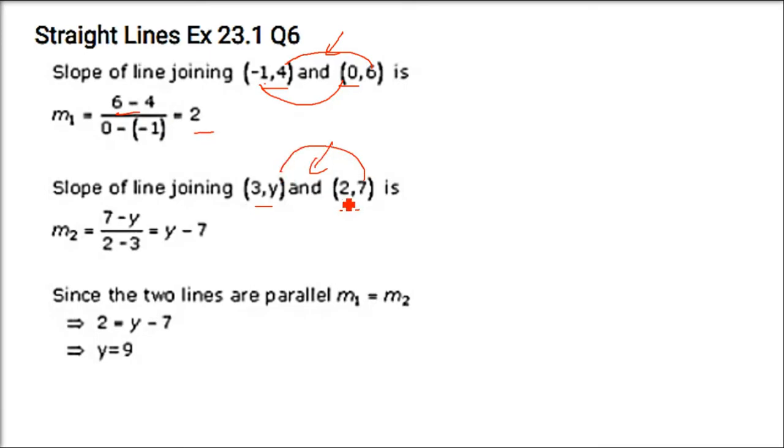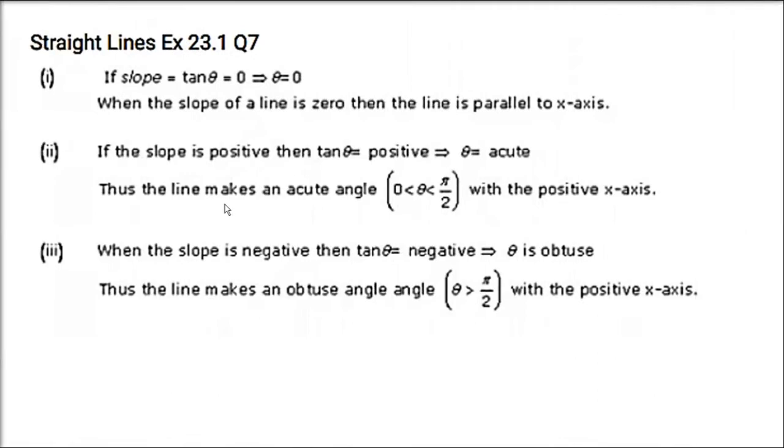7 minus y by 2 minus 3, this is the slope of the second line. That is 7 minus y by minus 1. So you can just change it because minus is in the denominator. You can write it as y minus 7. Now m1 equals m2, that means you have to equate them. 2 equals y minus 7, y you are going to get as 9.